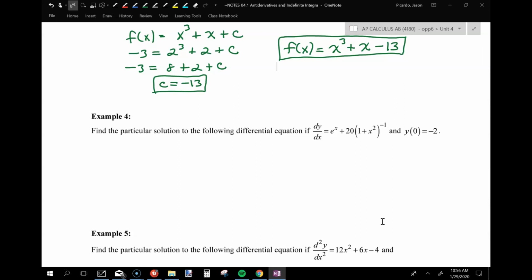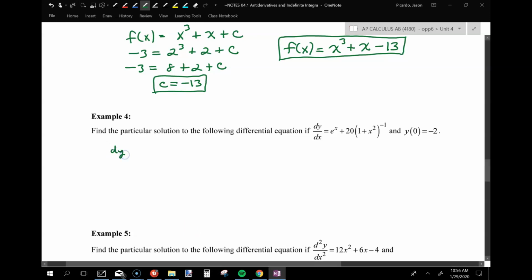I'm going to make this look a little prettier, okay? Find the particular solution to this differential. So here's the derivative that they gave us.